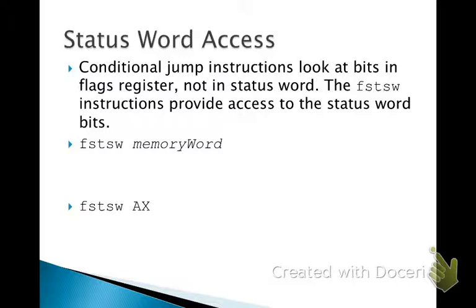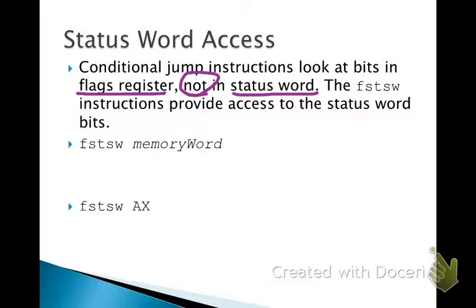So the comparison instruction we just looked at will, according to the results of the comparison, set C3, C2, and C0, the condition code bits. Conditional jump instructions look at the bits in the flags register, not in the status word. So that's the problem. The conditional jump instructions that we've learned look at flags, not the status word. So how do we get flags into status word?